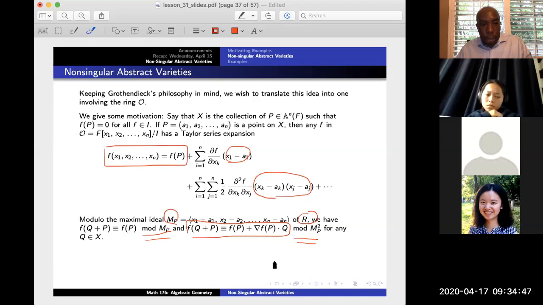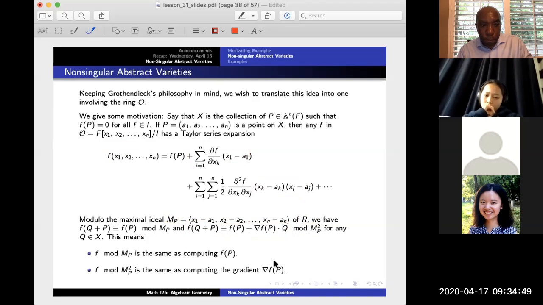So let me recap in the following way. If I were to work with f mod the maximal ideal, that's the same thing as evaluating f at P. However, if I were to work with, say, f mod the square of a maximal ideal, very roughly speaking, that's like computing the derivative.